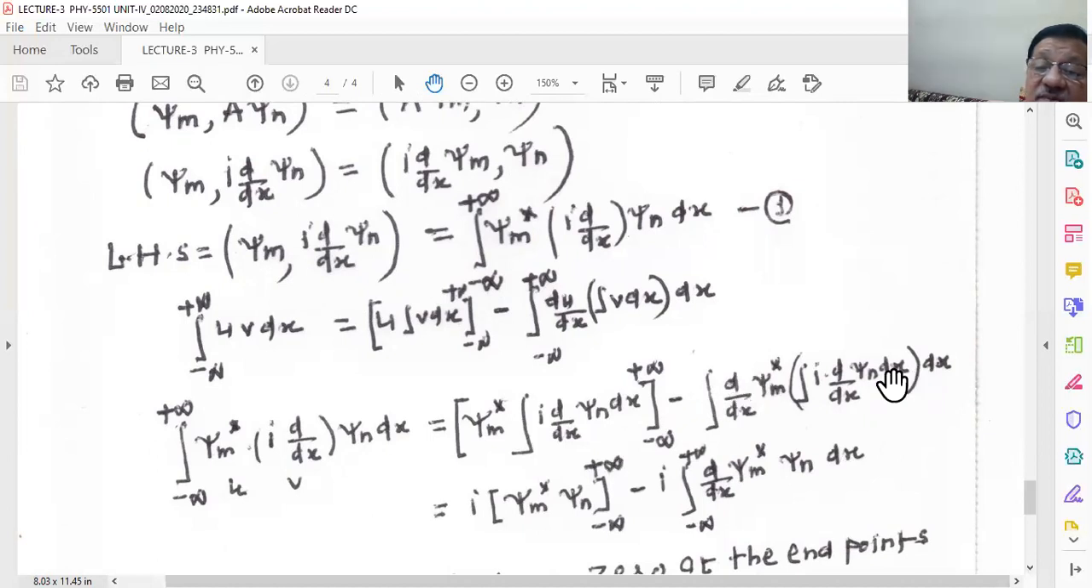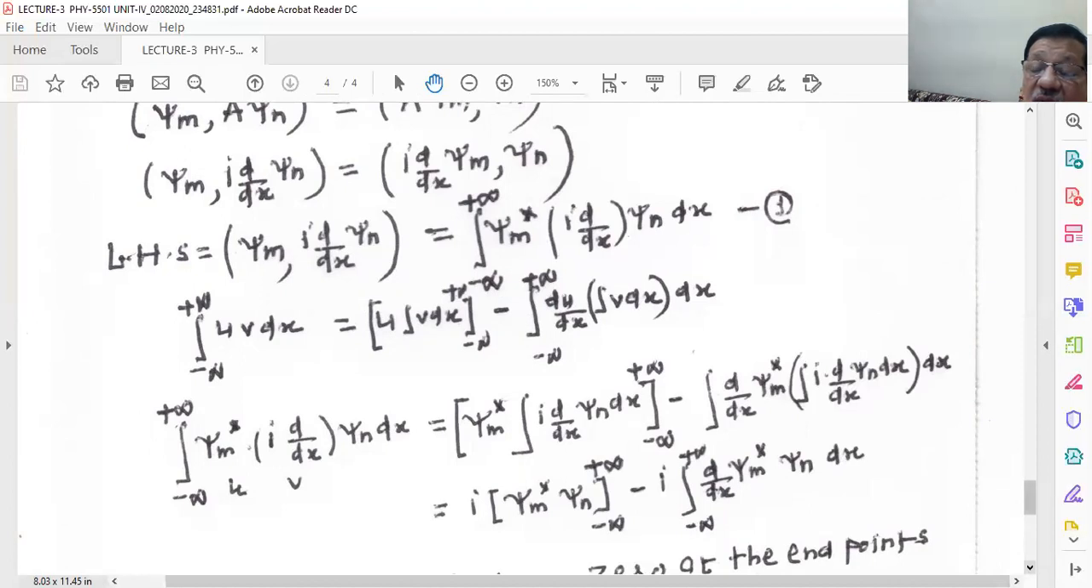Look at the second term. I have a minus sign, so I'm keeping the minus sign. This i I am taking outside. You have d by dx of psi m star, so this d by dx of psi m star I'm keeping here. Because this is the differentiation and this is the integration, you will have the term here, and this gives you psi n dx.